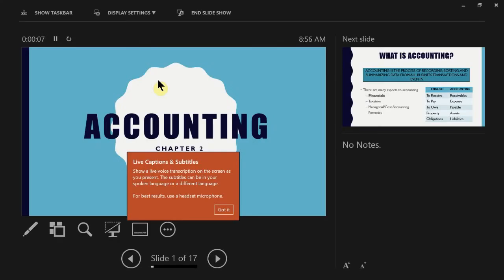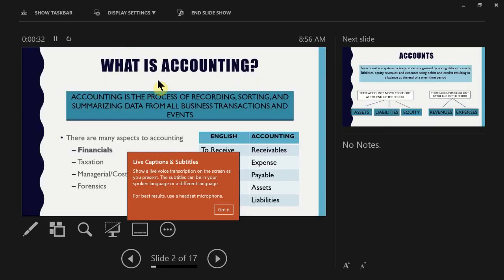Today we're going to be learning about Chapter 2. So this is kind of Part 2 of the Introduction to Accounting. Now that we've learned the aspects of what accounting is per se and the different areas you can do with accounting, we're actually going to be introducing what accounting essentially does, especially in financial accounting.